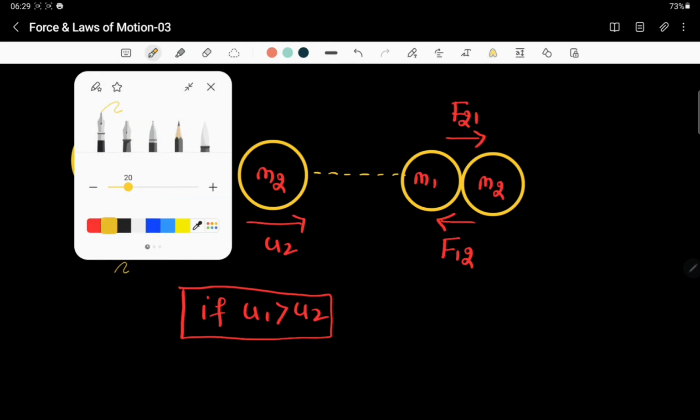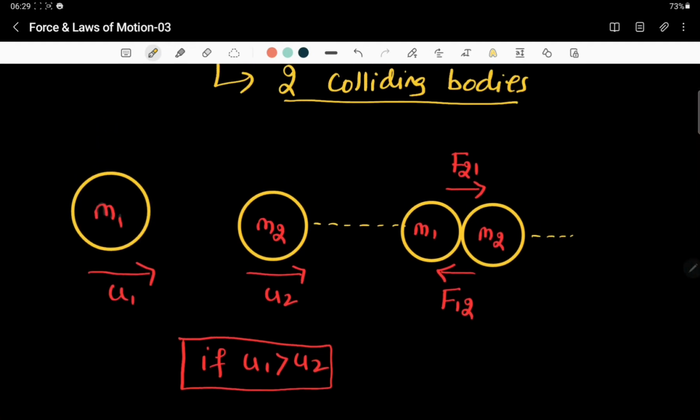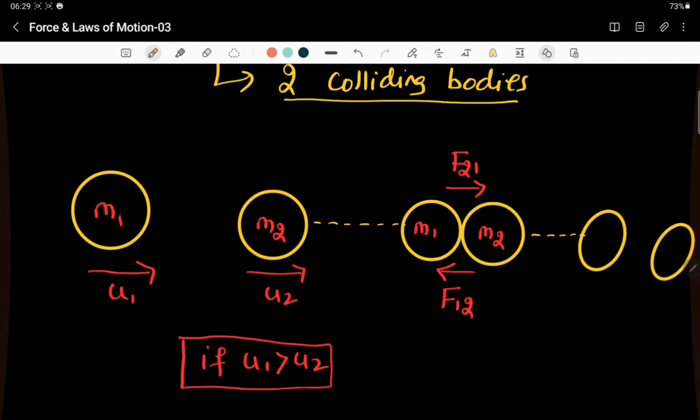Now what will happen? They will get separated after some time, after they collided. The first body will get separated and start to move with some velocity. For example, this is the first body, and here I am drawing the second body. I think they haven't become circular, but you are getting to know the concept.